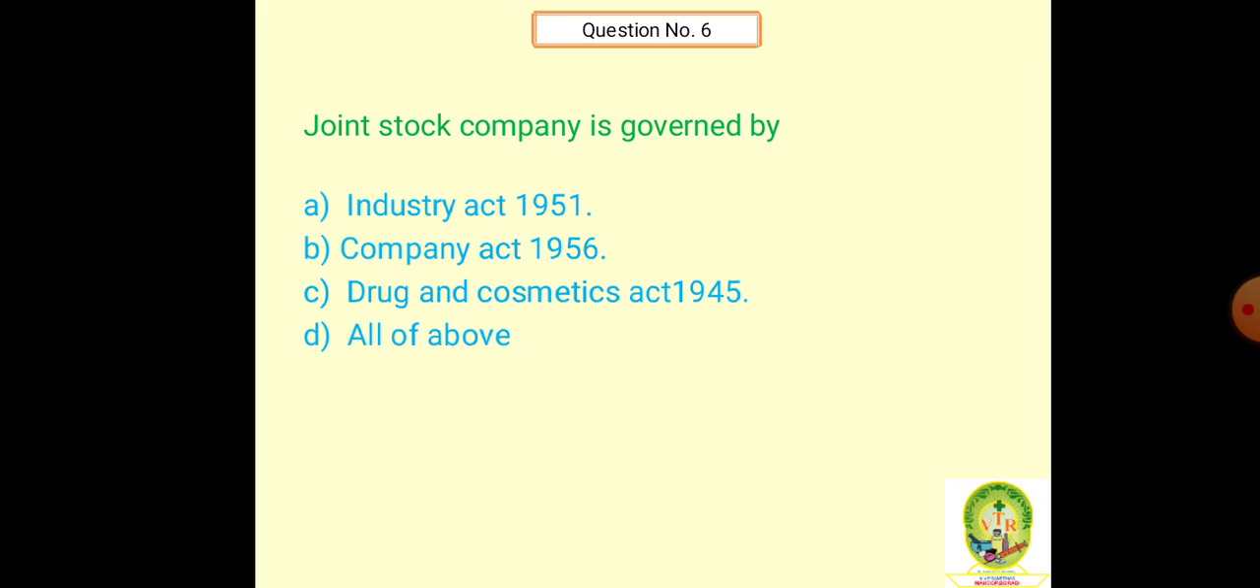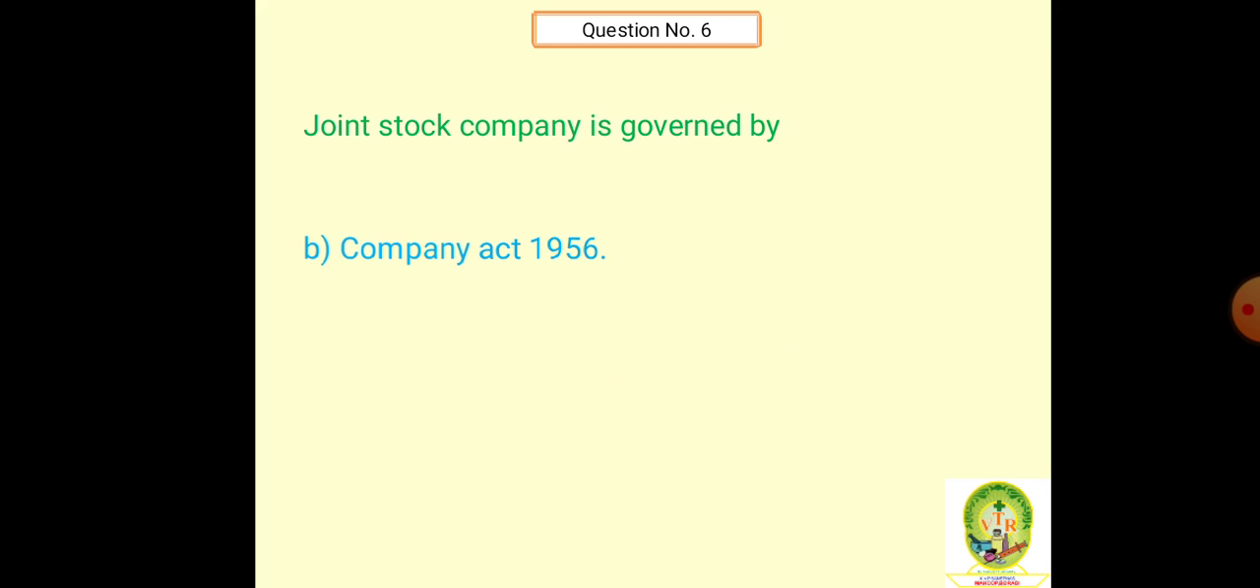Joint stock company is governed by, options are A. Industry Act 1951, B. Company Act 1956, C. Drug and Cosmetic Act 1945, D. All of above. Right answer is B.